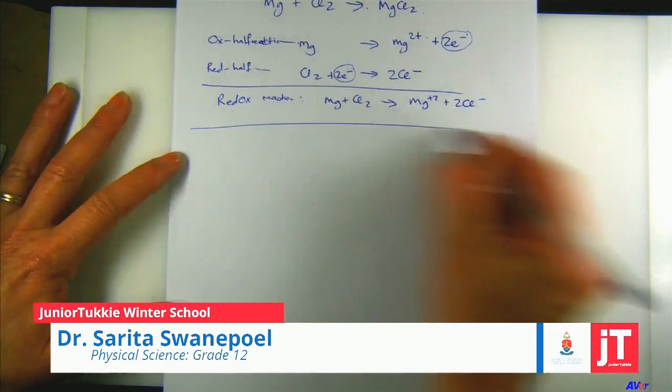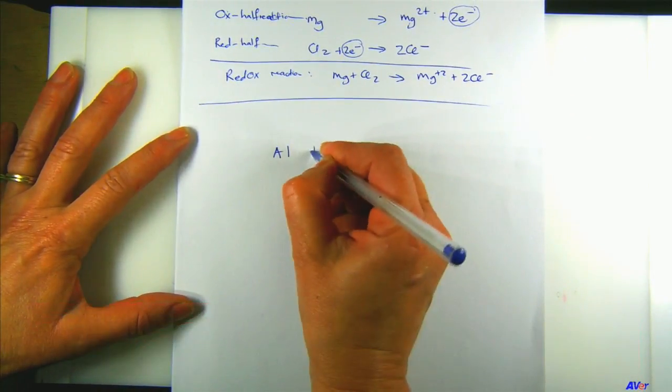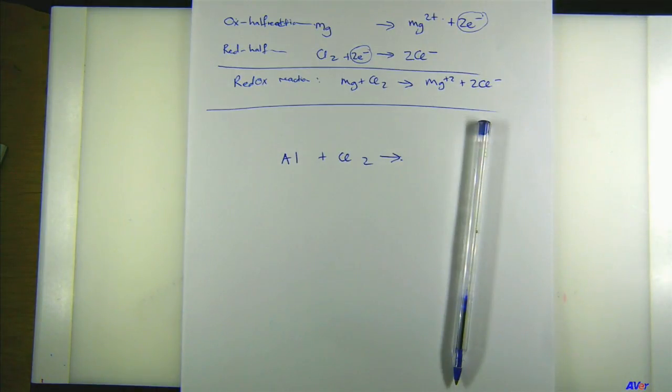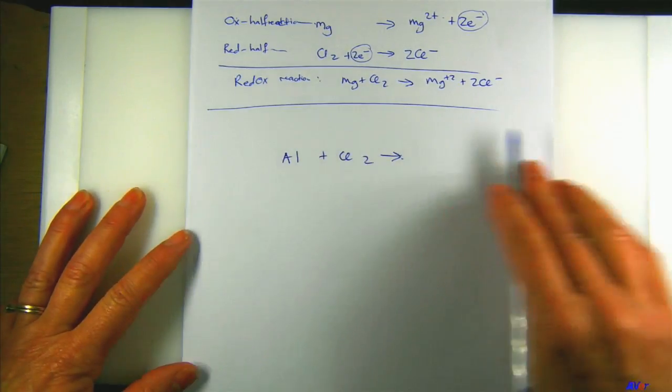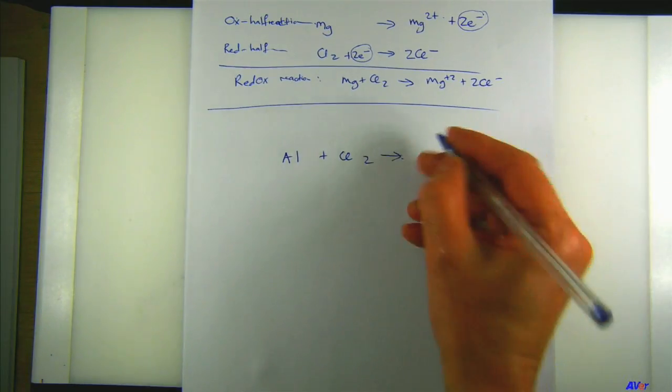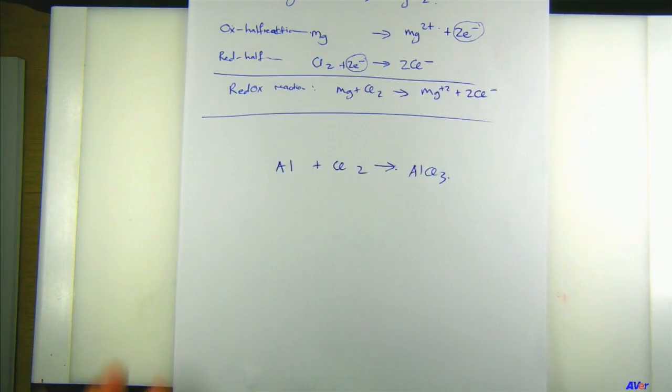Right. Let's do the same thing now, but let's do it with aluminium and chlorine. Okay. Aluminium and chlorine. What will we get as products? Aluminium chloride. What does aluminium chloride look like? Aluminium chloride should be AlCl3. Okay, now, what you used to do, what you learned in grade 9, is to balance by inspection.